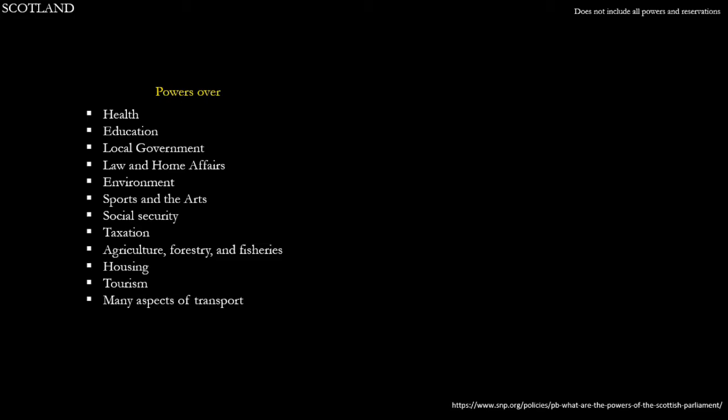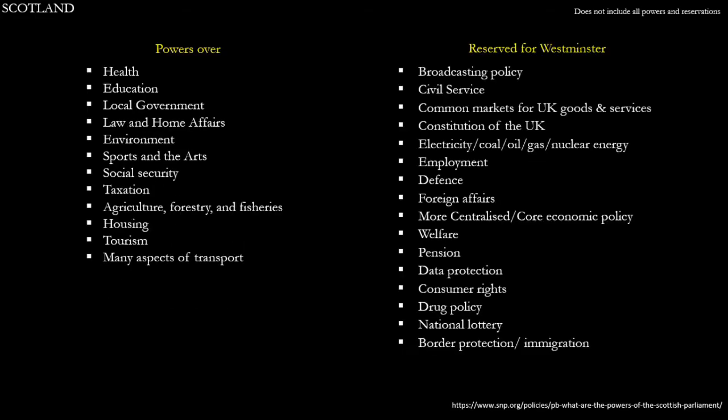But there are also powers that are specifically deemed to be just for Westminster. These are Westminster powers. You cannot change these in Scotland, and these are like broadcasting policy, civil service, and so on. These are things that Scotland cannot mess with. They cannot change them, but they can change other things. These are basically things that general election governments, like Westminster governments, can control and can still impose over Scotland.